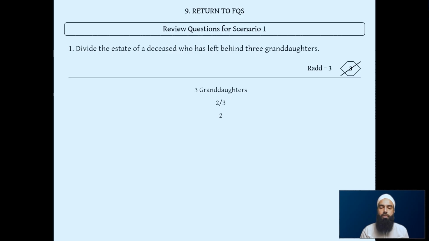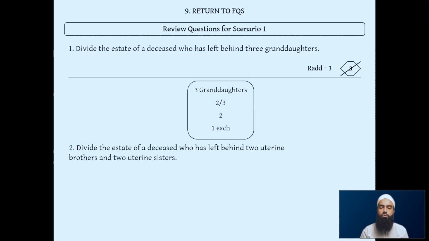We'll give 1 to each person, and we will divide the property into 3 parts. Each person gets 1. The other things are ignored. The 2/3, all of that is just ignored. We simply make it out of the number of individuals, give 1 each to them, and it's done. It's very simple like this. So let's do another example where you've got 4 uterine siblings. If there are 4 uterine siblings, what happens here?